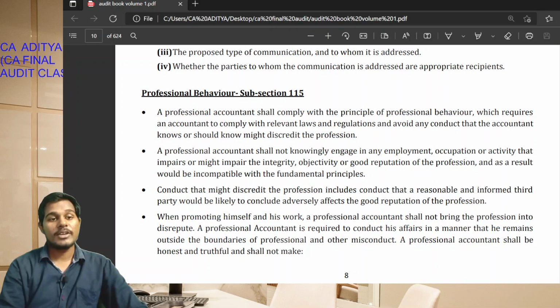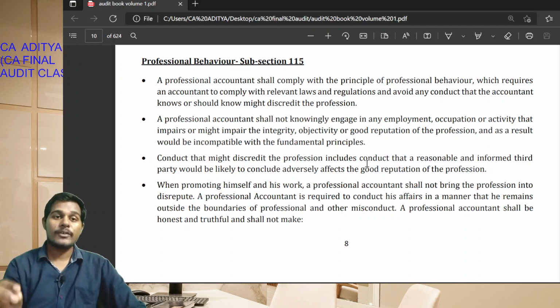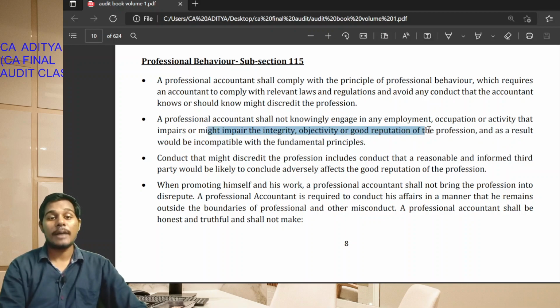Professional behavior. What is professional behavior? What this whole sentence is saying is that a chartered accountant in the profession should not bring any discredit to the profession of chartered accountancy, either in his personal behavior or in his professional work. A chartered accountant shall comply with the principles of professional behavior, which requires an accountant to comply with laws and regulations. A chartered accountant shall not knowingly engage in employment activity that may impair objectivity. He should not knowingly be associated with any organization or client which impairs the integrity, objectivity or good reputation of the profession. In such a case, the auditor shall not accept the engagement or continue with that employing organization.